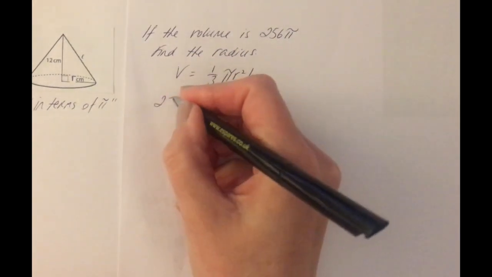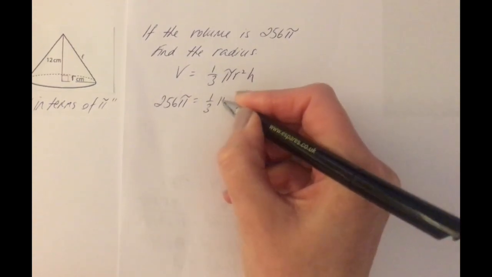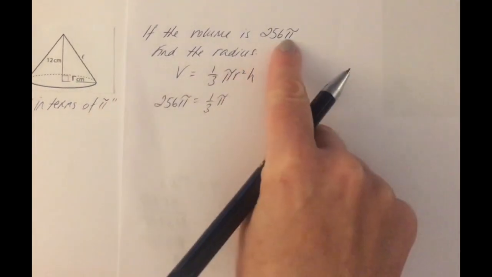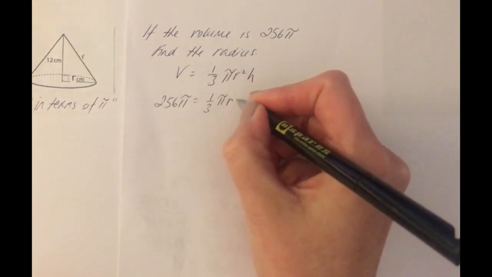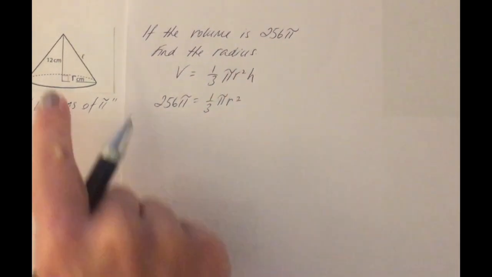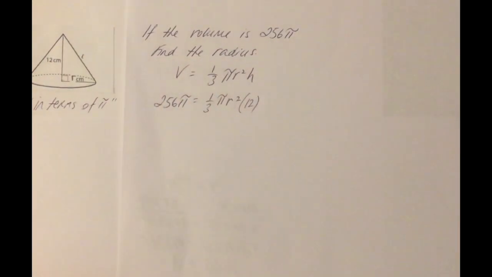Well, the volume is 256 pi. 1/3 stays 1/3. Pi will stay pi because we know it's in terms of pi. The answer is in terms of pi. And then r squared, of course, we don't know what r is, so you may leave that as r squared. And the height, we can fill in the height. We can clearly see it is 12 from the diagram.